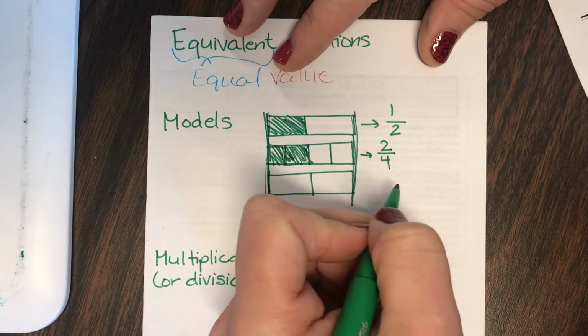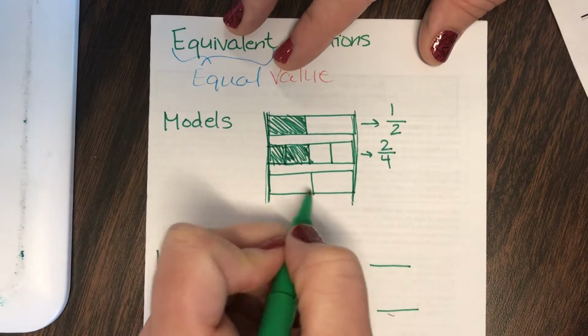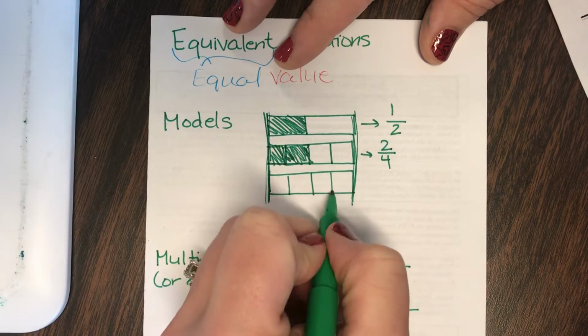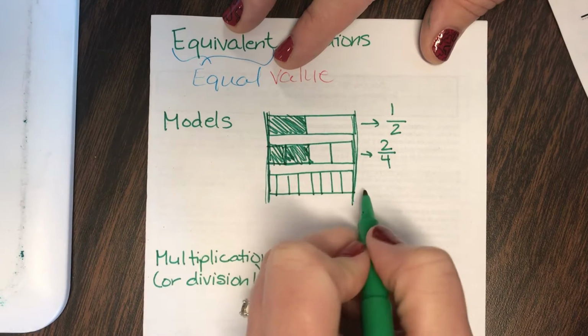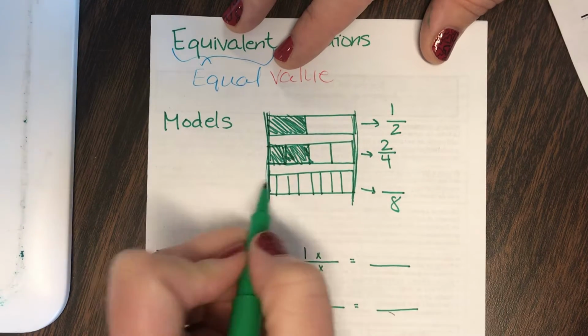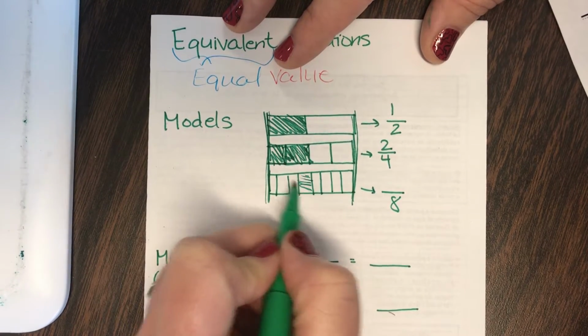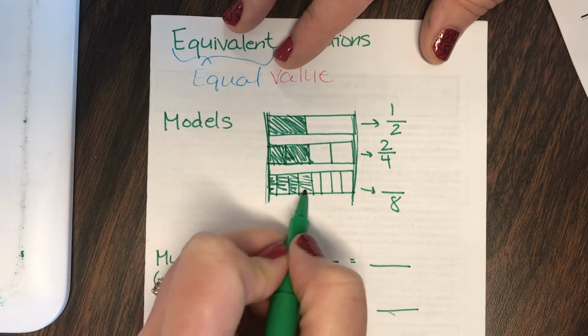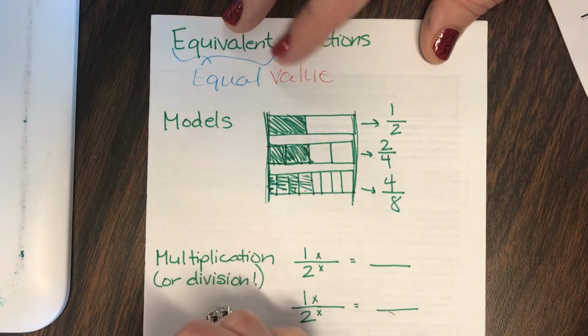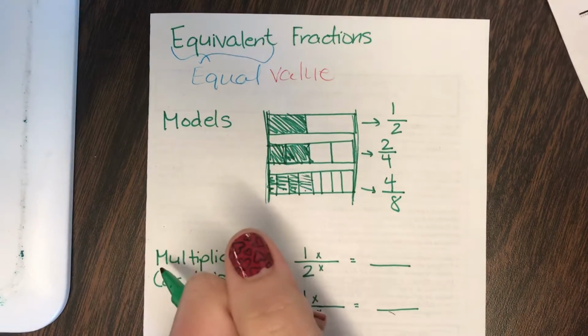So that is 2/4. And then this last one, if I were to split it in half, that would give me 4ths. But then if I split it in half again, that would give me 8ths. And then if I shade in the same area right here, it gives me 1, 2, 3, 4. So then that gives me 4/8. So that is one way you'll see on your homework.